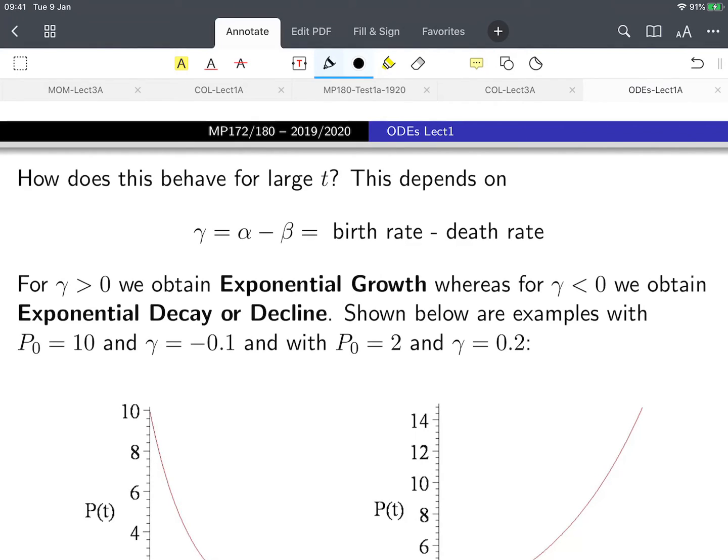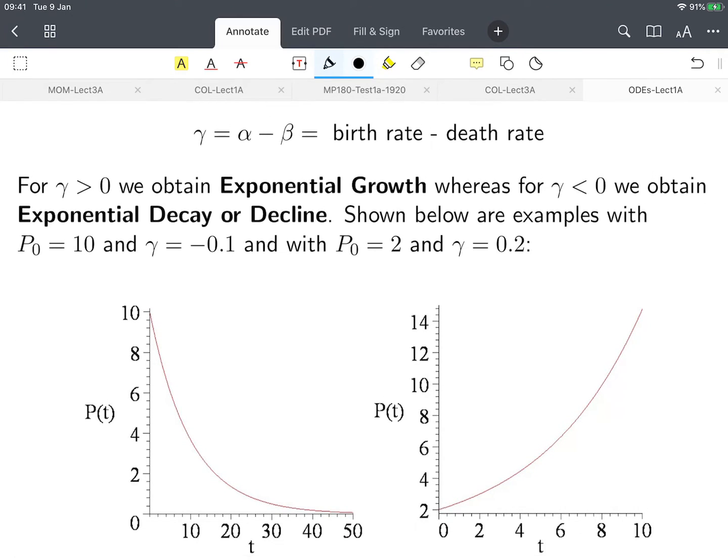Okay. So if gamma is positive, it's going to be exponential growth. I have this on the right here. And if gamma is negative, you have exponential decay. So exponential growth is the fastest growth you can think of in mathematics. Exponential decay is pretty steep as well, right? After a few units of time, you're down to close to zero. So these are just examples. I took p of 0 as 10, gamma as 0.1. Yeah, let's try that. Let's see if it really looks like this.